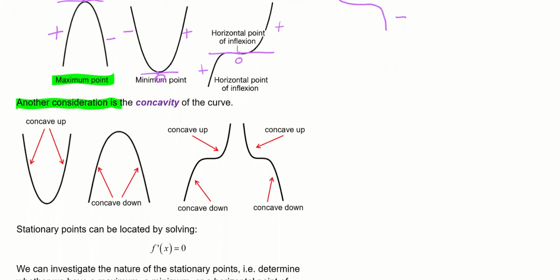Another consideration is the concavity of the curve. Concave up, nice and easy to remember, is U-shaped. Concave down is in the other direction. When we have a point of inflection, the curve changes from being concave down, if you follow the line of the curve, to being concave up, or the other way around. It changes from being concave up to concave down.